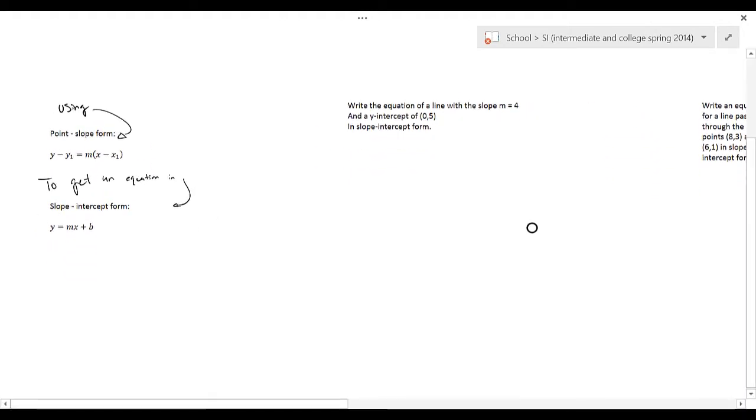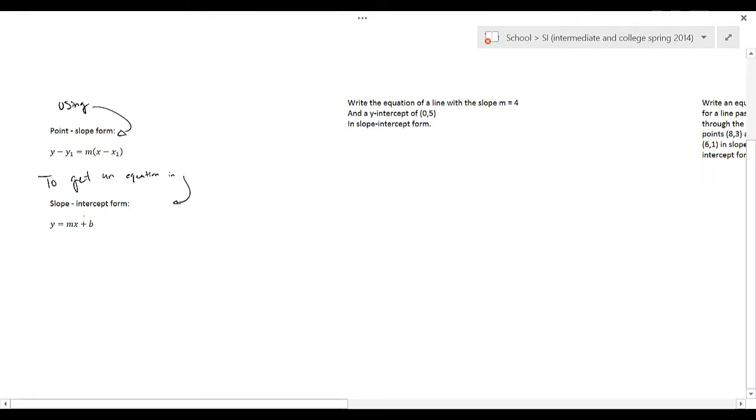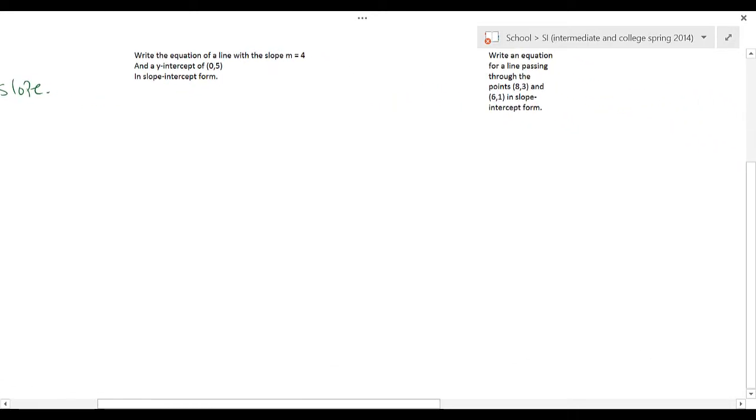I guess I should have reiterated: in each of these, m equals slope. And in this one, m equals slope, but b is the y-intercept. Y and x are just the y and x variables. They're not any values.